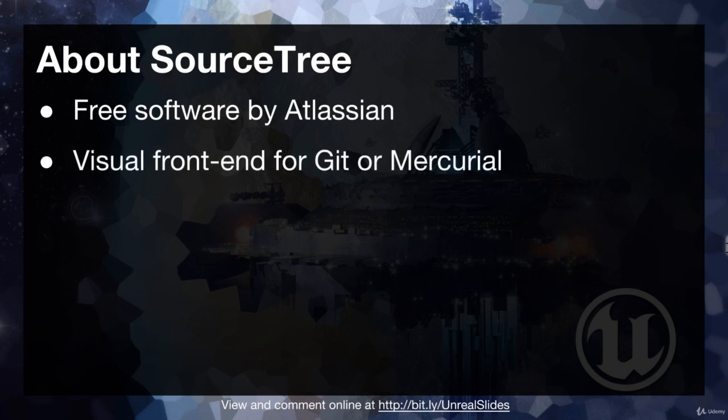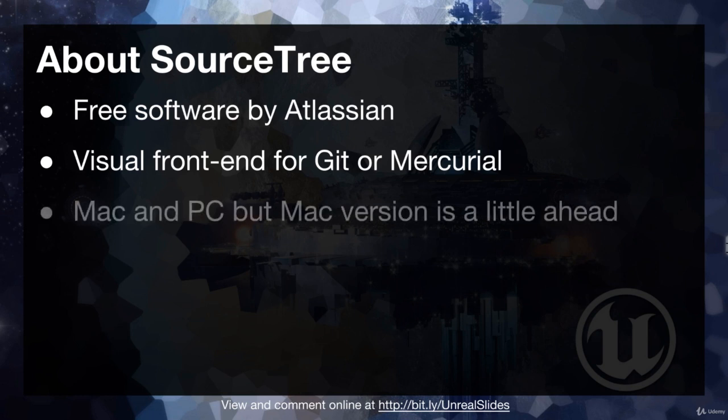SourceTree is a visual front end for Git or Mercurial. So Git and Mercurial are two version control systems. They work slightly differently behind the scenes. Both are pretty applicable to what we're doing here. But we're going to be using Git, and we're going to be using SourceTree as a front end to Git. It just makes it a lot easier when you're learning and when you're using it to visualize what's going on.